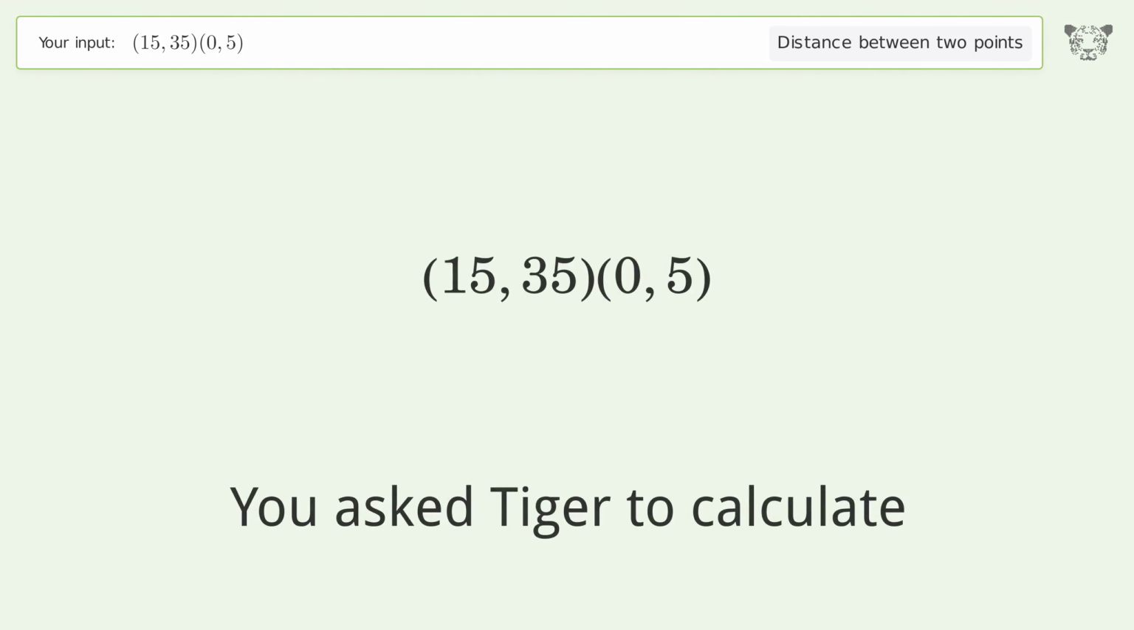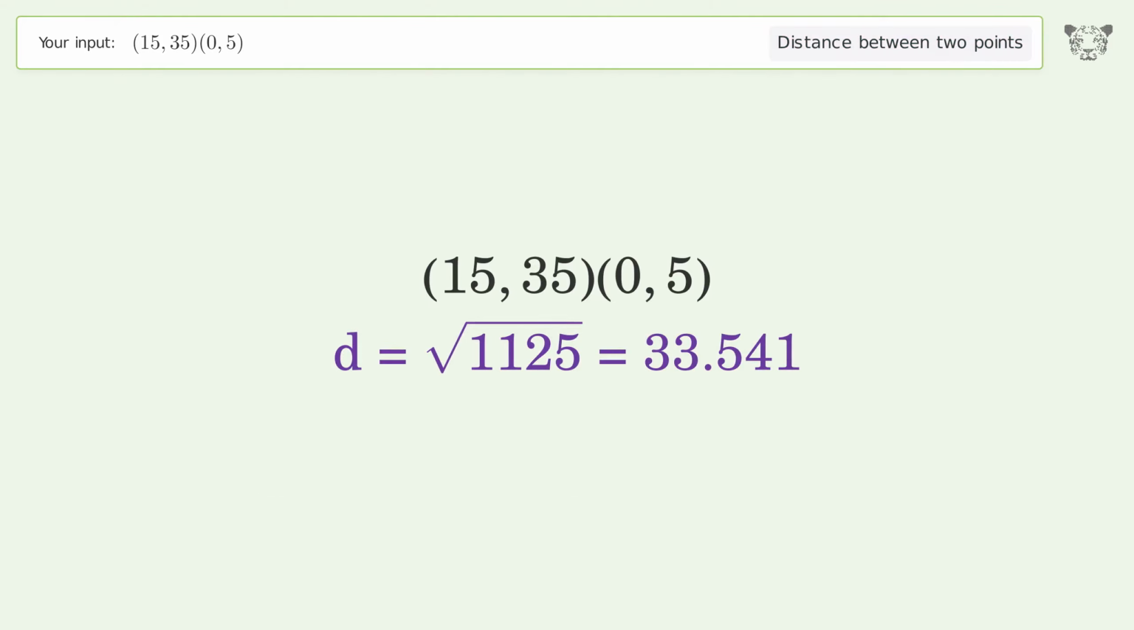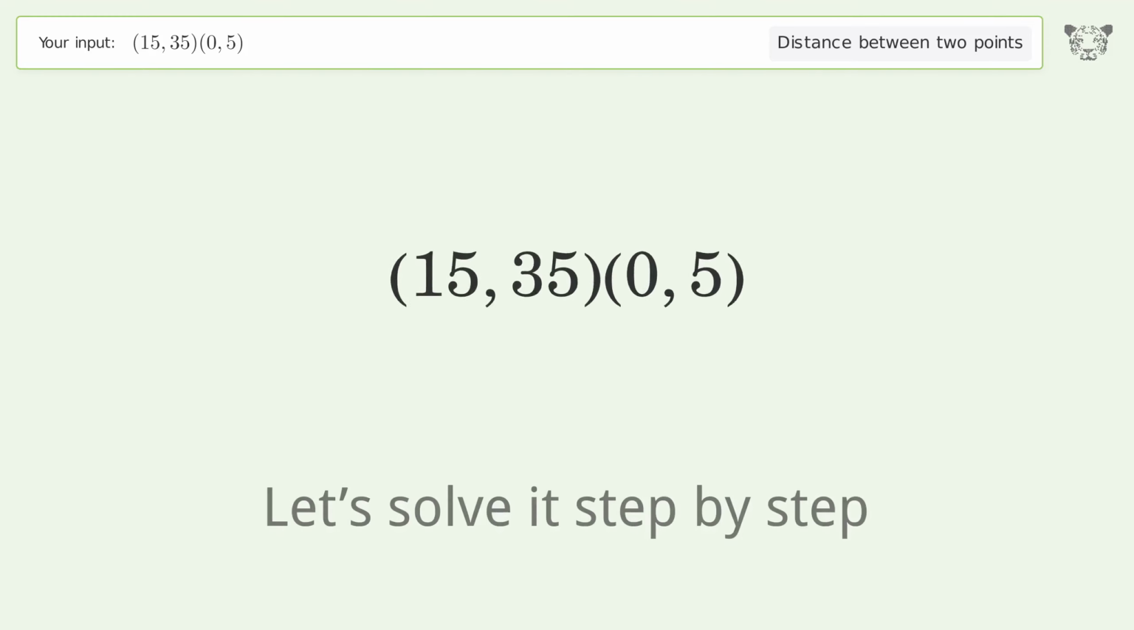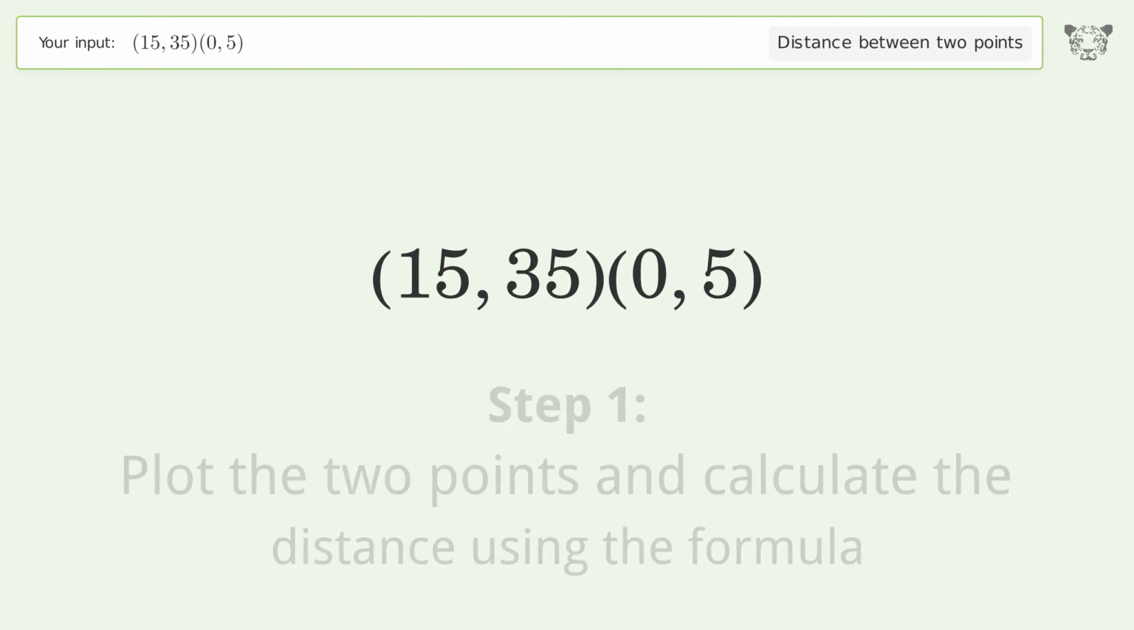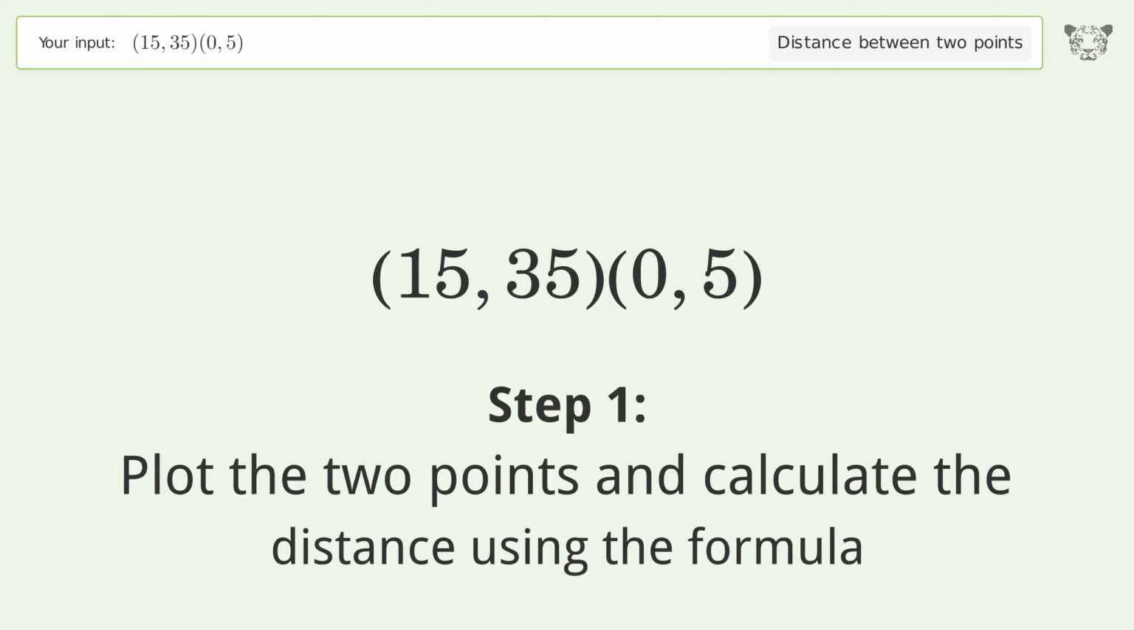You ask Tiger to calculate. This deals with the distance between 2 points. The distance between the 2 points is the square root of 1,125, or 33.541. Let's solve it step by step. Plot the 2 points and calculate the distance using the formula.